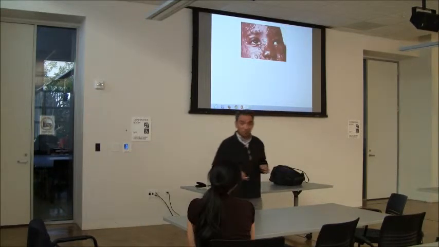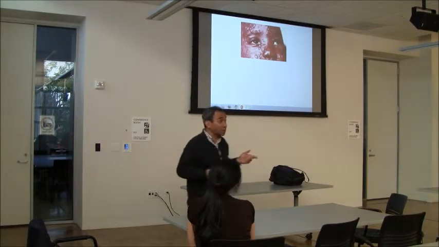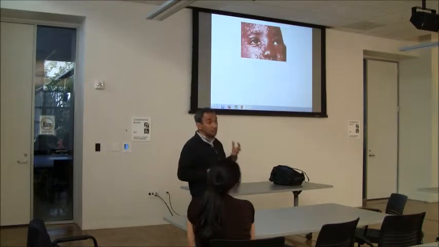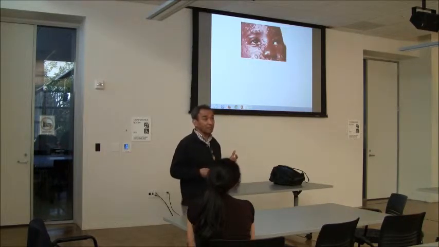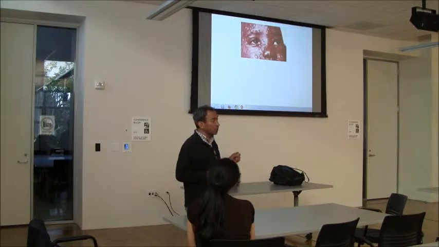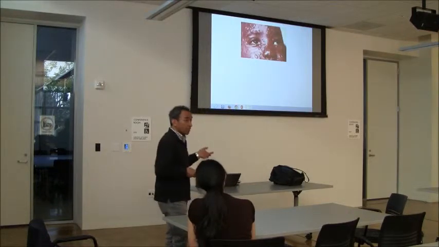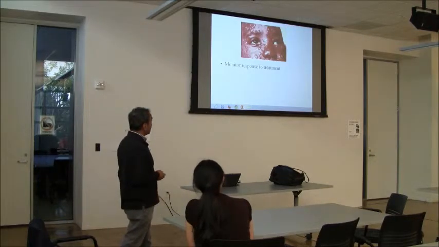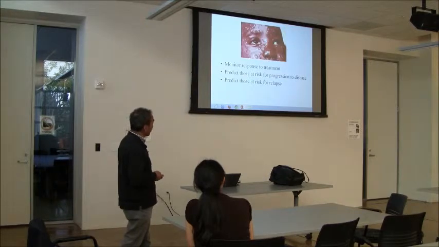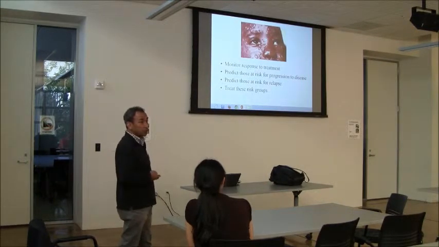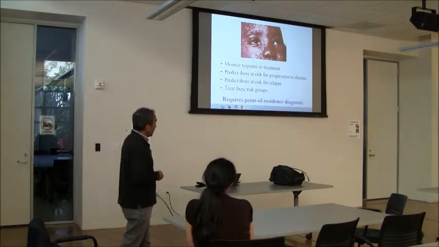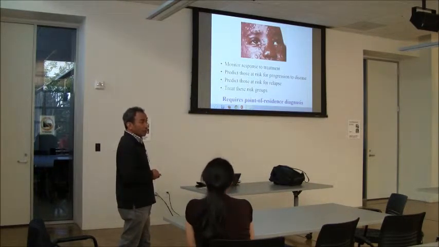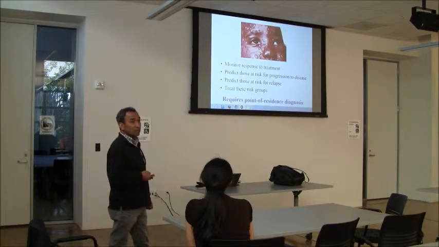Just look at the person with TB and say that person has TB. Of course, we can't do that for TB, but we could identify a biomarker. Okay? Just take the blood or urine or something of a person and say, this guy has TB, or is going to progress to active disease. So you can use this to monitor response to treatment, predict those at risk for progression to disease, predict those at risk for relapse, and then treat those risk groups. Okay? And this requires not point of care, but point of residence diagnosis.